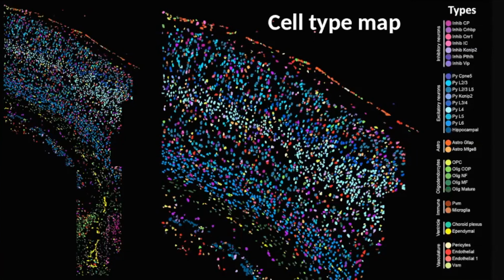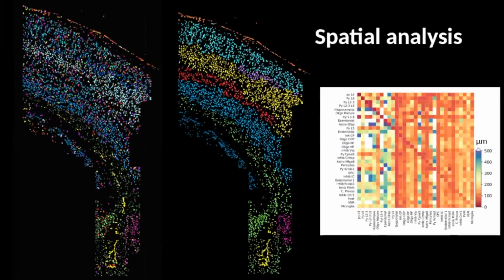But of course, we don't only have the expression matrix. We can now go back to the tissue because we know for every cell where it is coming from. So this was our eventual goal, to make a cell type map. And now every area is a cell, and the color corresponds to one of the clusters that we found. We try to do some spatial analysis on this kind of data.